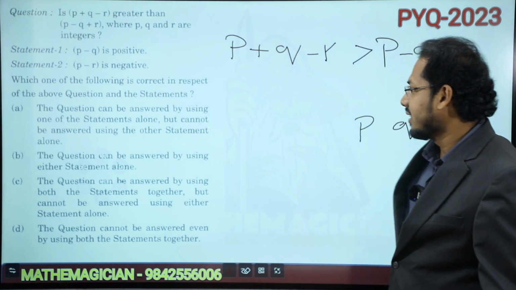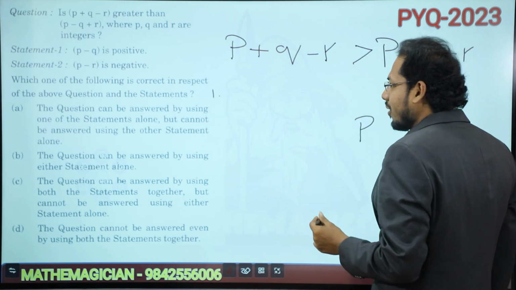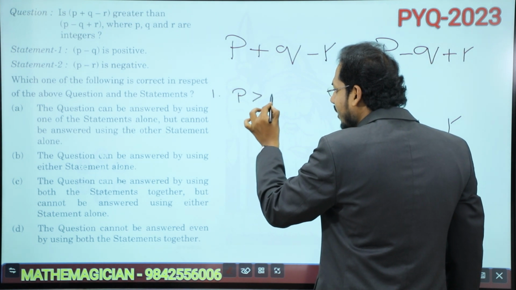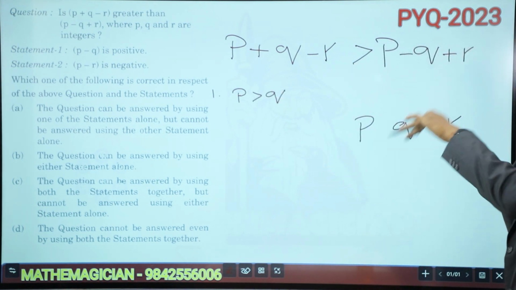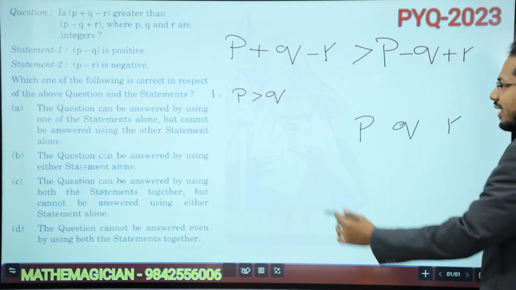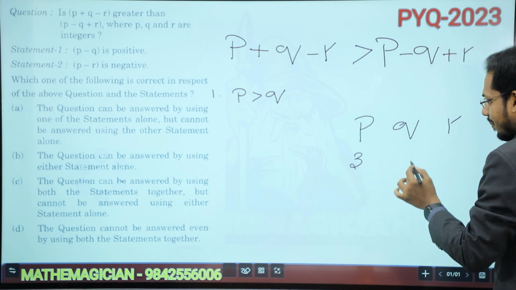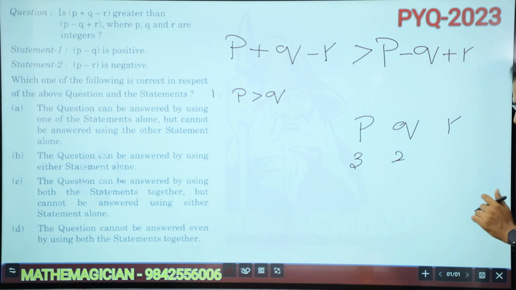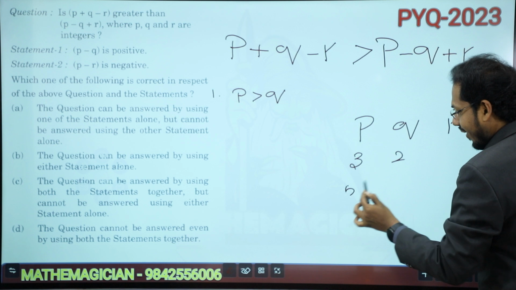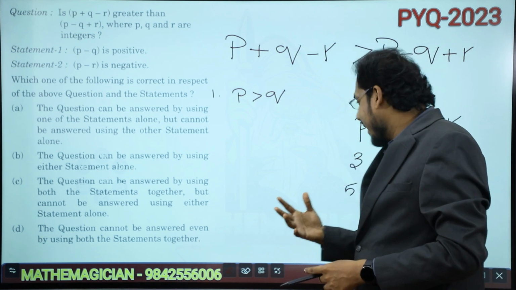What is statement 1? Statement 1 says P minus Q is positive. That means P should be greater than Q, then only your answer will be positive. If Q is the greater number, it will automatically be negative. So P should be greater than Q. If I take P is 3, Q is less than P, so take 2. Or if I take 5, here I can take 2. Look at this, P is greater than Q, but they are not talking about R. R may be more than P or less than P, more than Q or less than Q. So you can take whatever number you want.